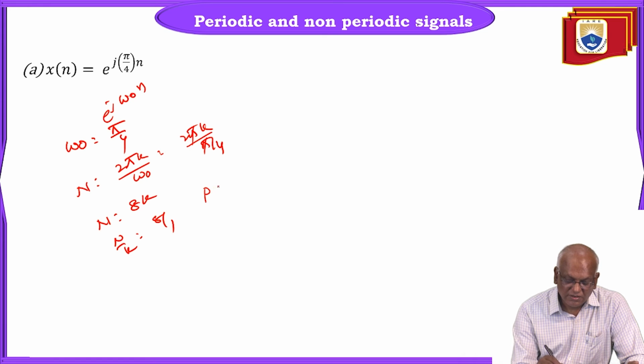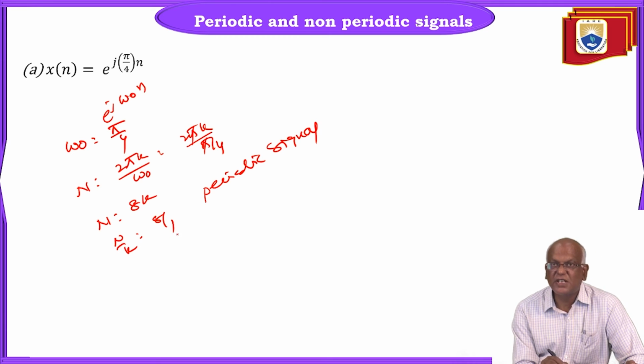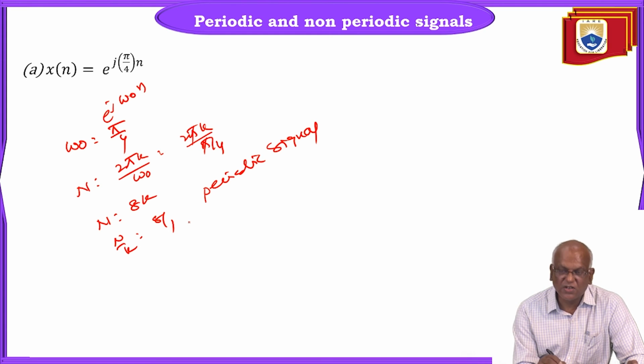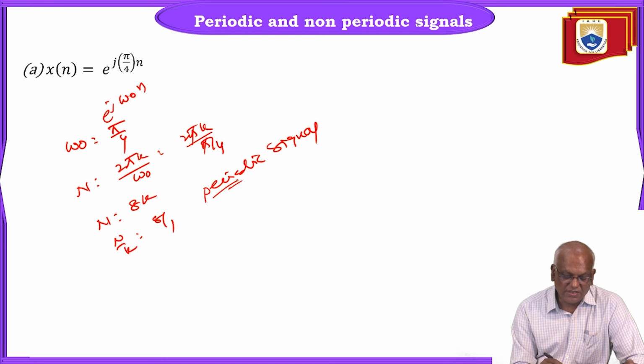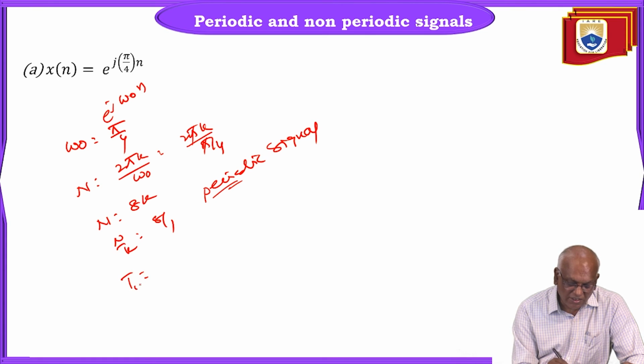But this is also a periodic signal. N equal to 8 is also rational. 8 is an integer and 1 is also an integer, so 8 by 1 is a rational number. So the signal is a periodic signal. Now, what is the period of the signal? The period of the signal, T naught, is given by 2 pi by 8.